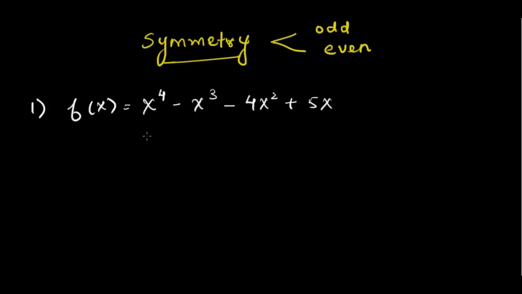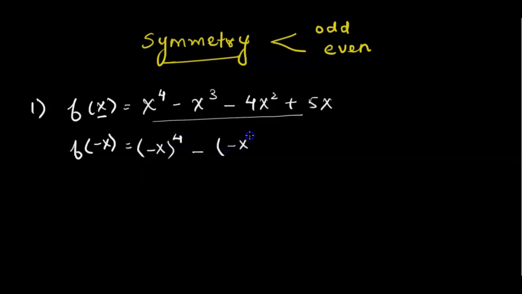Therefore, what we have to do is, we know the value of f(x) when x is positive is this. Now we would find out the value of f(x) when x is negative. So everywhere we see x, we would sub in negative x. This would give us (-x)^4 - (-x)^3 - 4(-x)^2 + 5(-x). Here comes negative x in place of x.